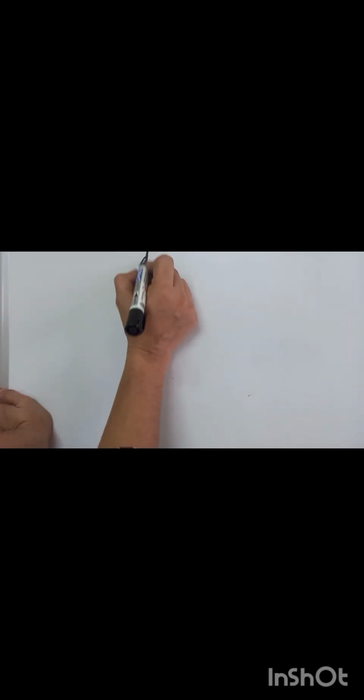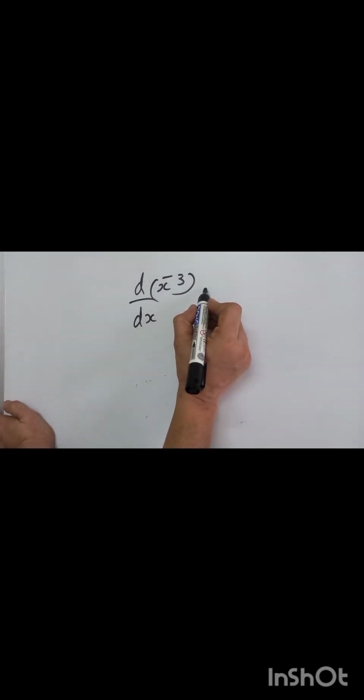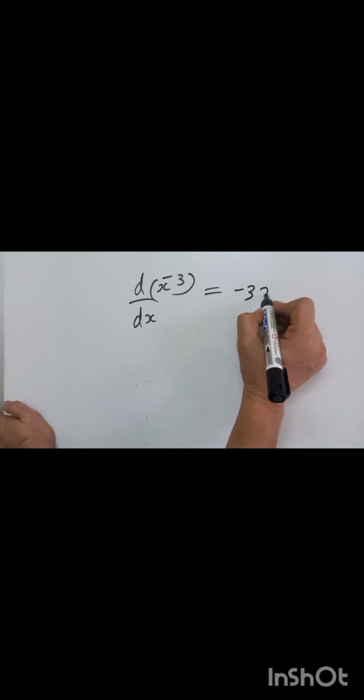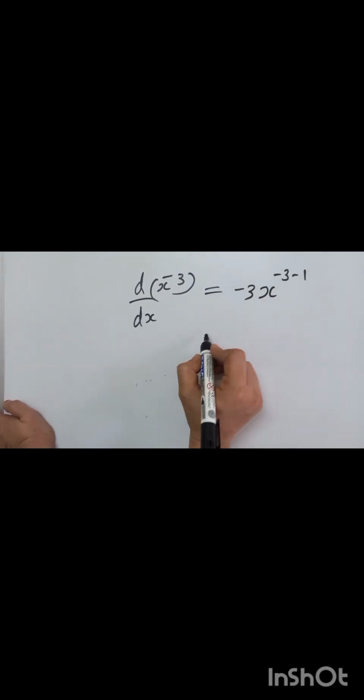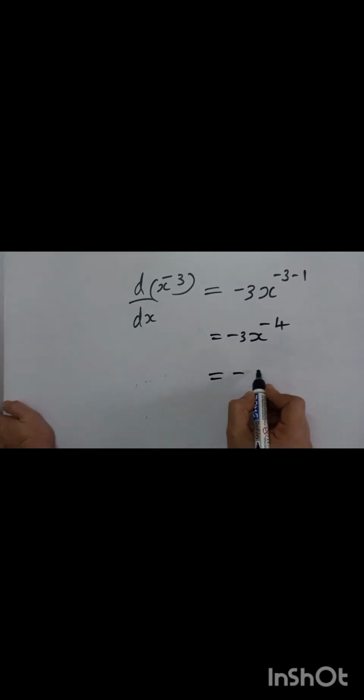Now if it is a negative power, derivative of x to the power minus 3. What should you do? Here also you can apply the power rule. Here the only difference is the power n is negative. Okay, so n x to the power n minus 1, instead of n we have negative 3. So it is negative 3 x to the power negative 3 minus 1. So negative 3 x to the power negative 4. Or you can also rearrange, x to the power minus n you can write as 1 by x to the power n. So it is negative 3 by x to the power 4.